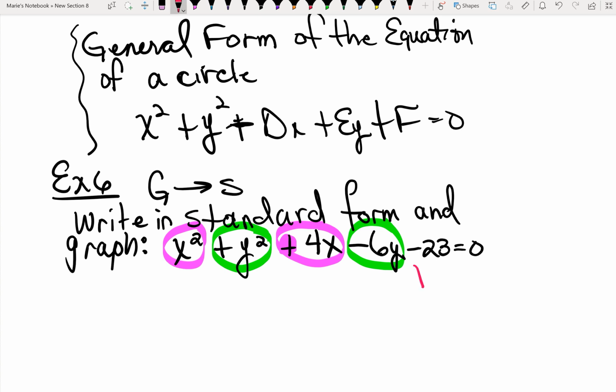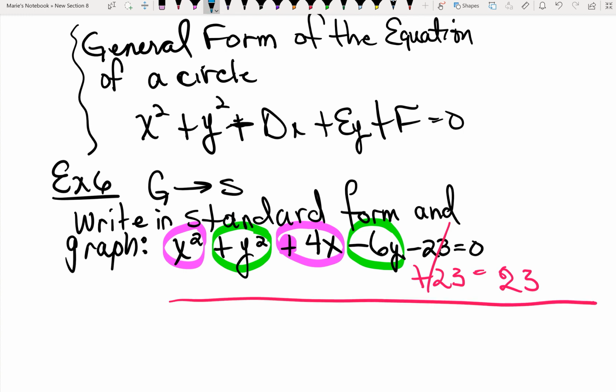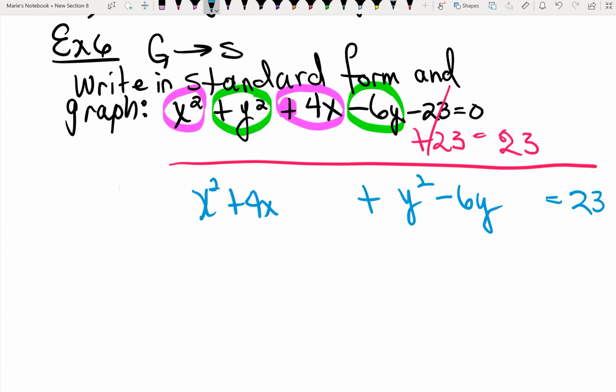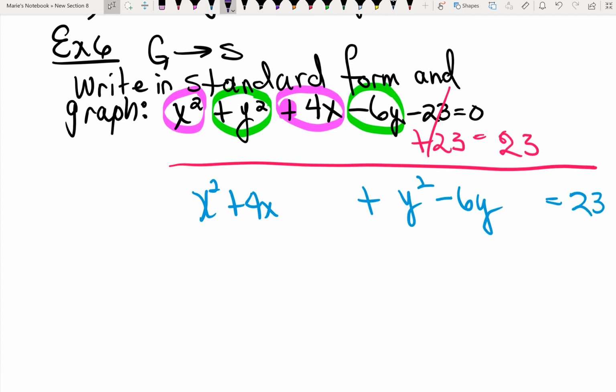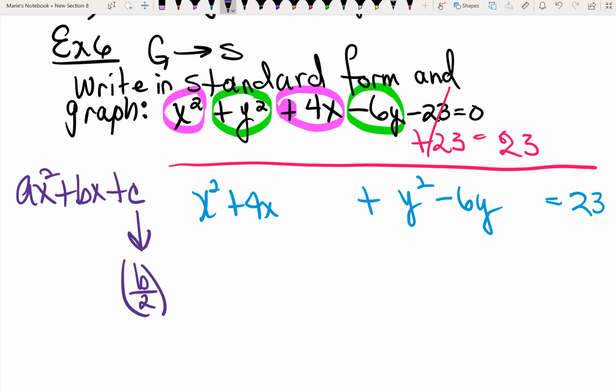So step one is I'm going to get this 23 and move it to the other side of that equal sign. So it cancels. Next step, I'm going to group x squared plus 4x plus y squared minus 6y, and we know that this is now equal to 23. So that's all I've done so far. What I need you to remember is that when you have a quadratic, ax squared plus bx plus c, this c term is b divided by 2 and squared. That's what gives us a perfect trinomial.